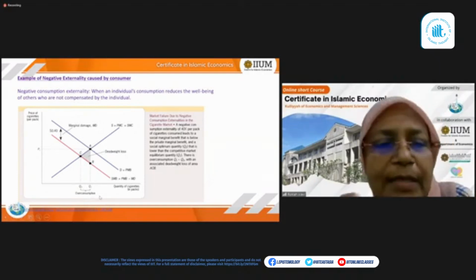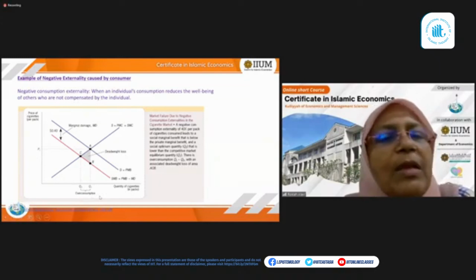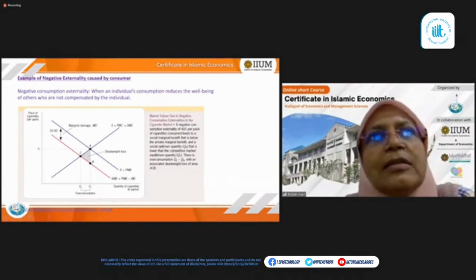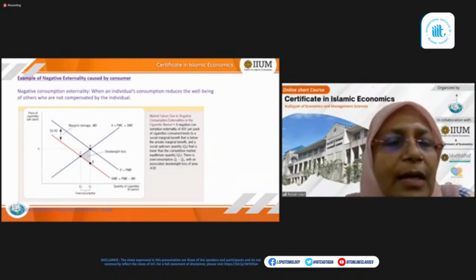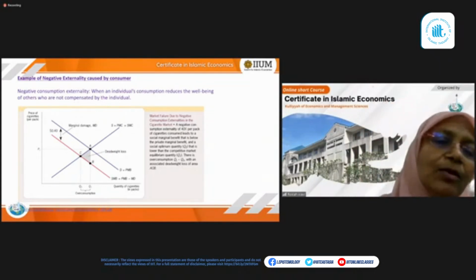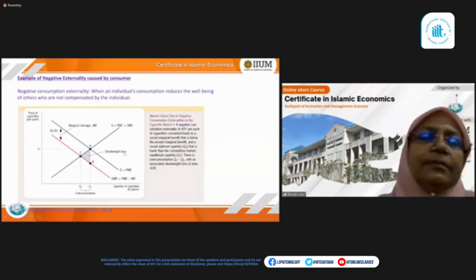So this is one example to show that sometimes a free market is not an optimal one. There should be some intervention by the government to regulate the market. Not in all cases can the market be allowed to function freely. One example.